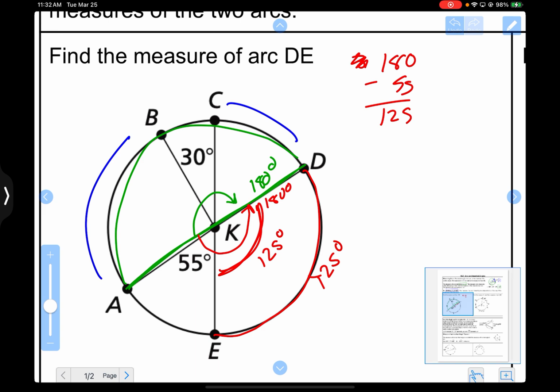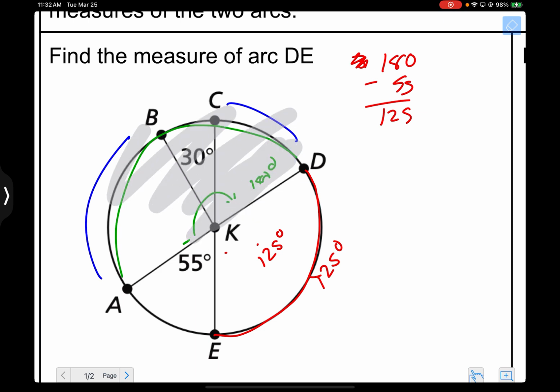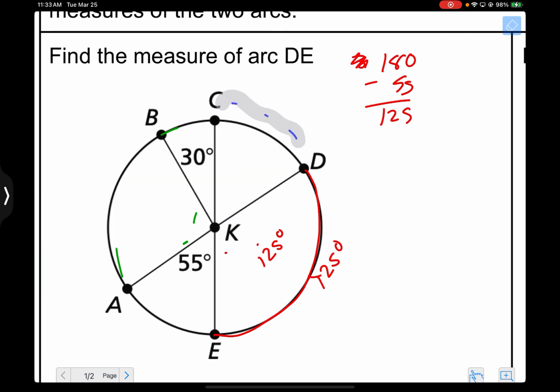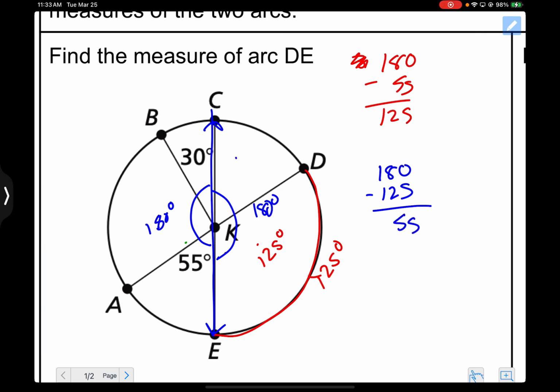So now I'm going to kind of erase all the other lines that I've drawn on this so that we can look at this from a different perspective. So now I notice that CE is a diameter. So I know that this angle right here is 180 degrees, and I know that this semicircle here is 180 degrees. So I'm going to do 180 minus 125, which gets me 55 degrees.